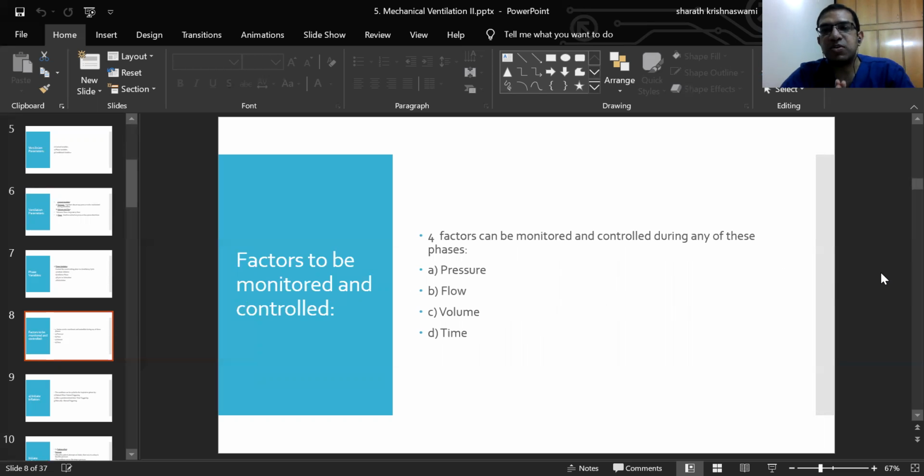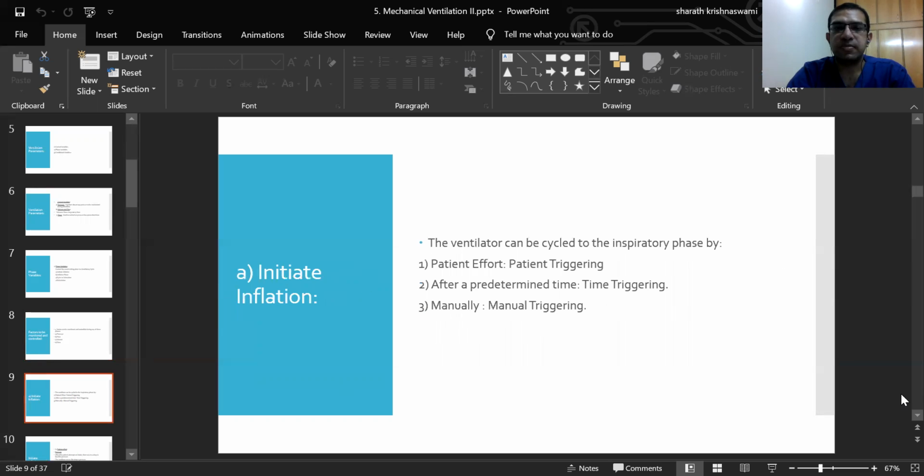There are four factors that can be monitored and controlled during any of these phases. That is the pressure, the flow, the volume, and the time. What is initiate inflation? Here, the ventilator can be cycled to the inspiratory phase by the patient effort, in which the patient triggers his or her own inspiration. Or the ventilator triggers a breath after a predetermined time, which is known as time triggering. And manual triggering is when the administrator or the physician manually triggers a breath.